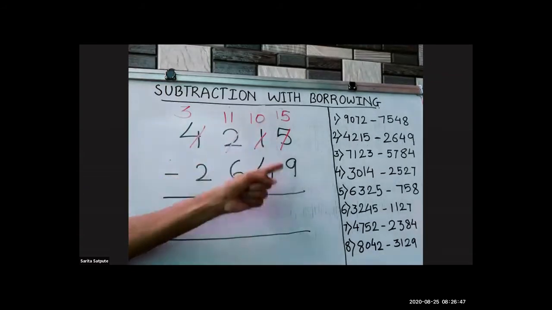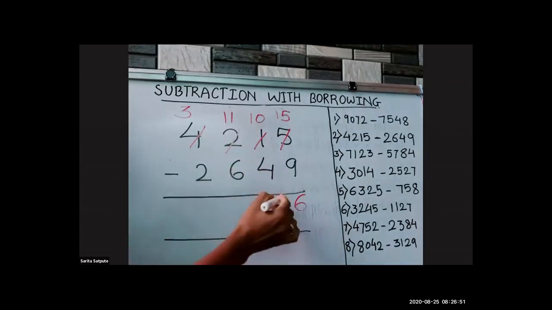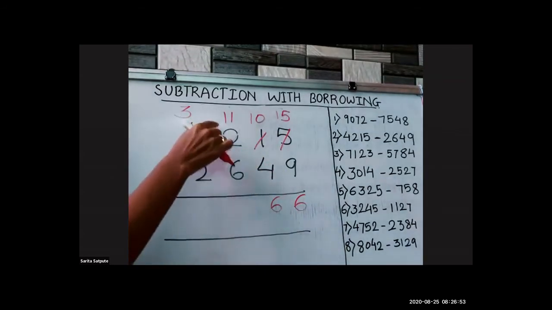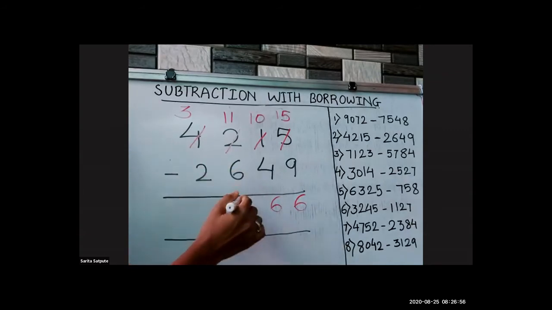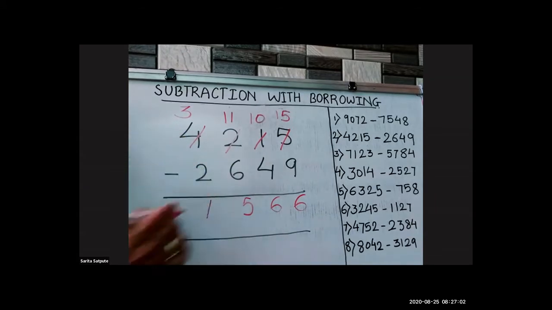So now 15 minus 9, 6. 10 minus 4, 6. 11 minus 6, 5. And 3 minus 2, 1. So your answer is 1566. So let's move to the third question.